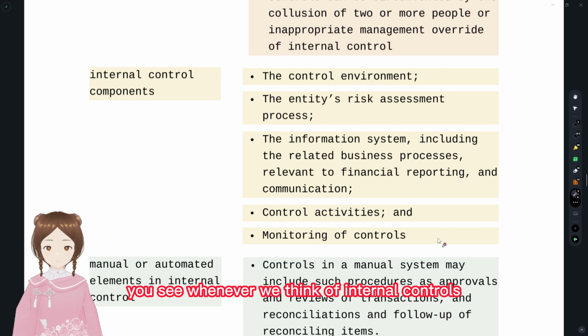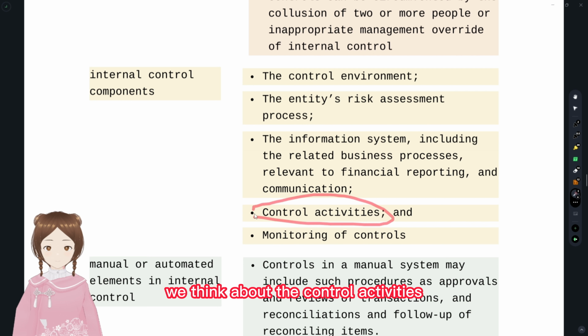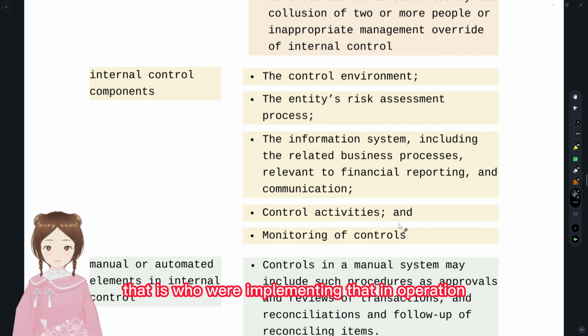Whenever we think of internal controls, what do we think? We think about the control activities, that is, who is implementing them in operation, who is doing those internal controls. And there should be someone who monitors the ones who are doing them. So, control activities and those who monitor those controls, two things. And there should be someone who frames those internal controls, all the rules and regulations, policies and procedures. Here is the control environment. This is mostly done by the top level management, at least that has to be done.